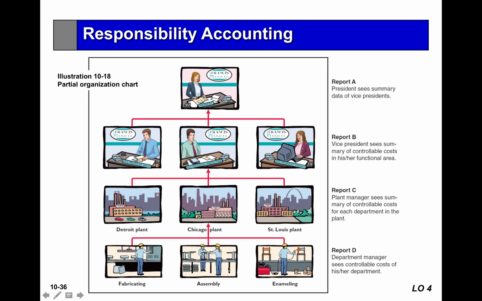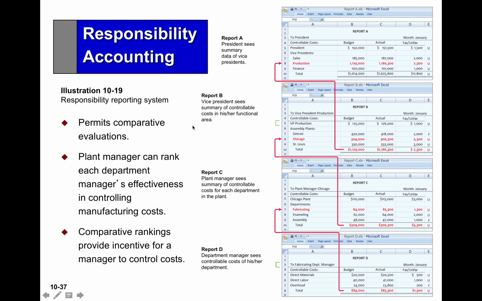So you can see that these are departments at the lowest level. They report to a certain Chicago plant. Chicago and all the other plants report to a certain manager. Then these three managers, vice presidents, report to the president. So here, let's say you're looking at the responsibility accounting for a person at the lowest level.